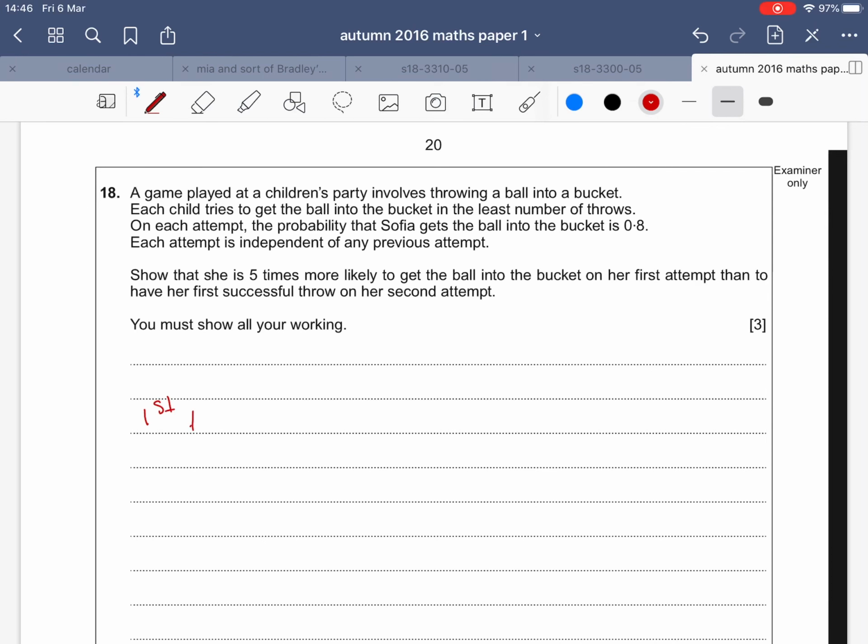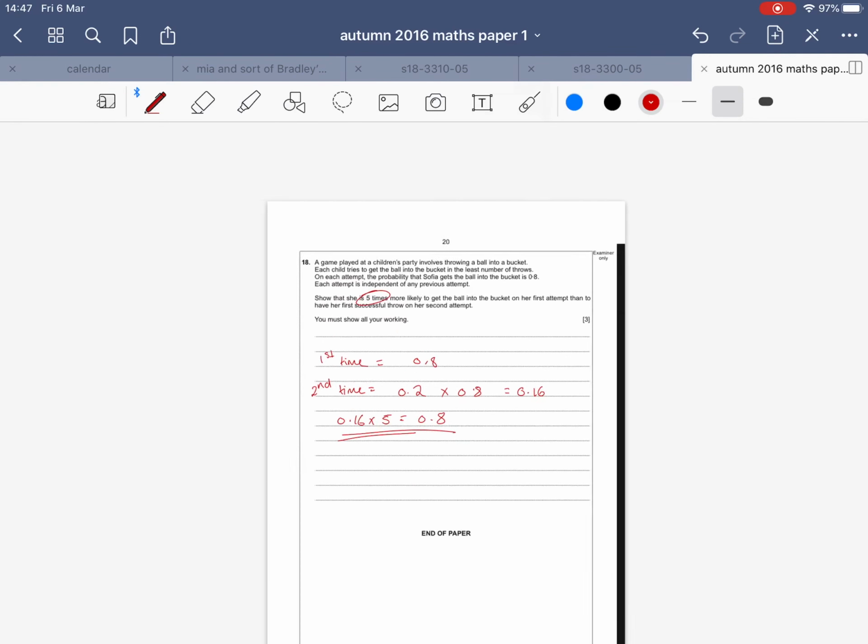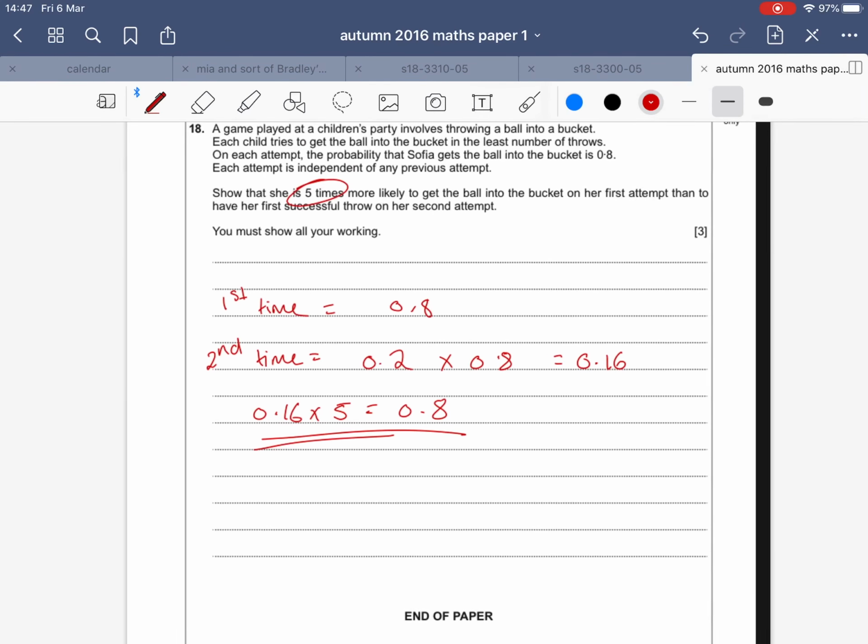So if she got it in there first time, that would obviously be 0.8. If she got it in there on her second time, she would need a loss and then a win. So we would do a loss of 0.2, and then a win of 0.8, which is 0.16. They said it's 5 times more likely. 0.16 times 5 is 0.8. That's all you really need to do. That's quite an easy last question.